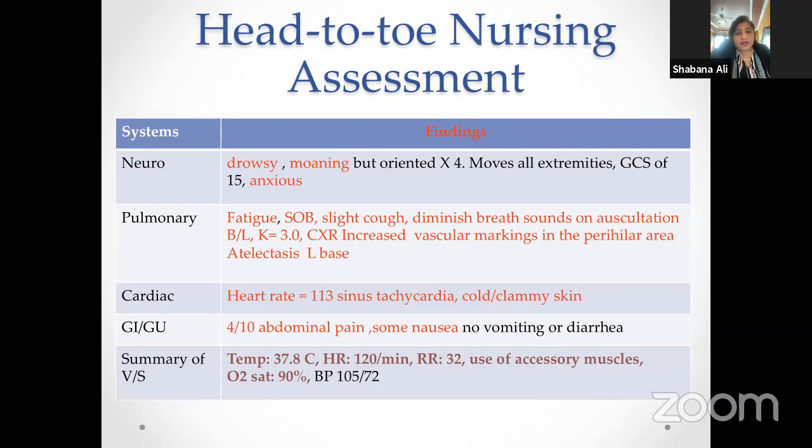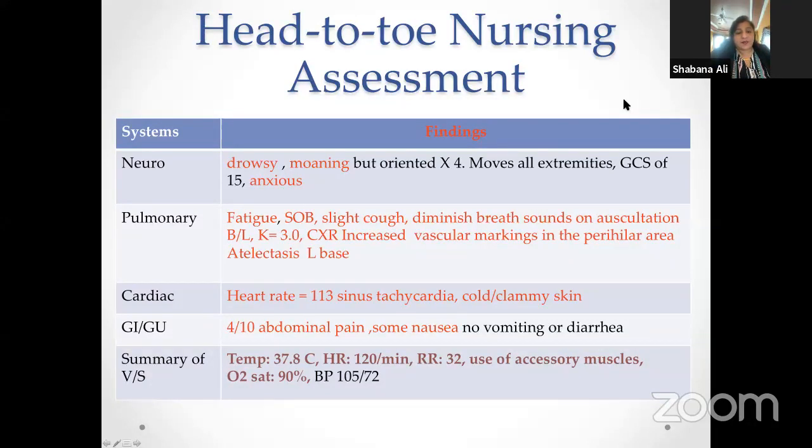Very important, the pulmonary assessment: we saw she was fatigued because she was complaining of shortness of breath. She was tired of breathing. She was also coughing a little bit. When you auscultated the lung sounds, you found that the lung sounds at the bases, bilaterally, were diminished. You were not able to hear good air coming in and going out of the lungs. The potassium we did in the emergency was 3, and on the chest x-ray the doctor ordered, you found some hollow areas, some atelectasis. The alveoli were kind of closed, so you see some patches on your x-rays, especially on the lower bases.